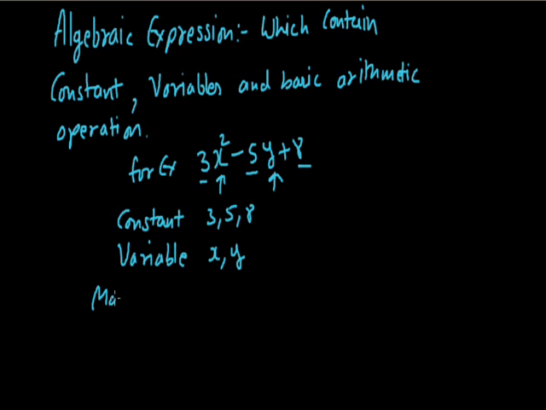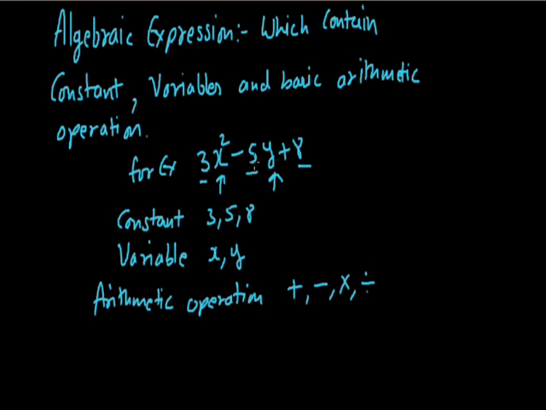These are mathematical operations, or arithmetic operations. Arithmetic operation means plus, minus, multiplication, and division. These are the basic operations. Here there is a minus sign between these two terms, and a plus sign between these two terms. So the mathematical operations here are minus and plus.